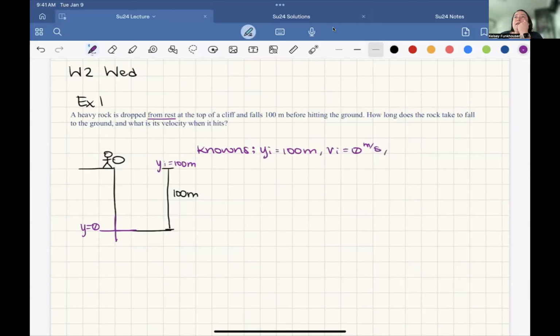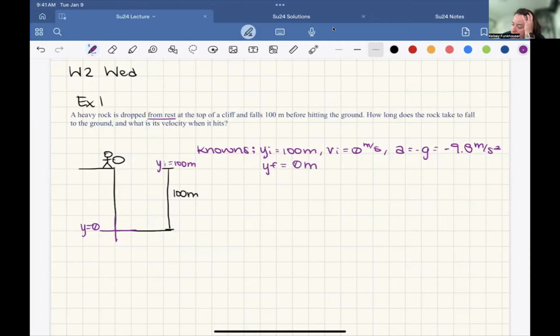Let's see. I think then, oh yeah, we know what the final position is. Since I just defined it and then didn't write it for you, 0 meters. And finally, acceleration is negative g, or negative 9.8 meters per second squared. Okay, cool. So now we can look at our equations.